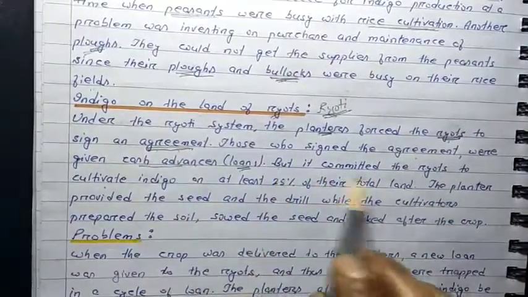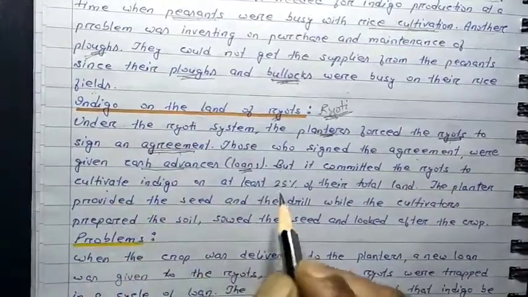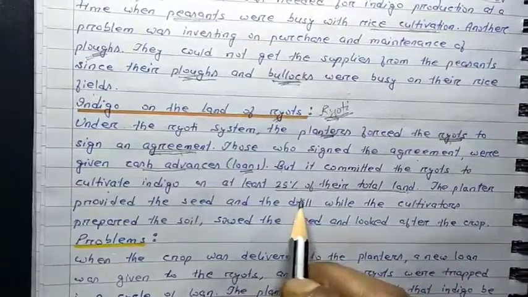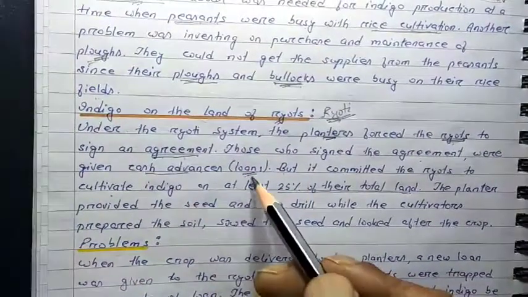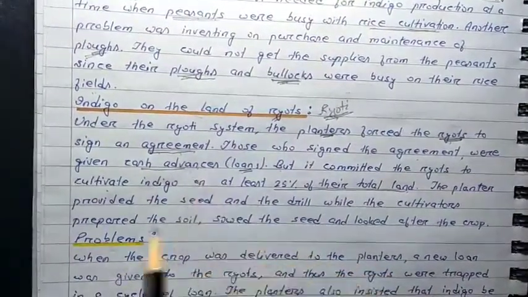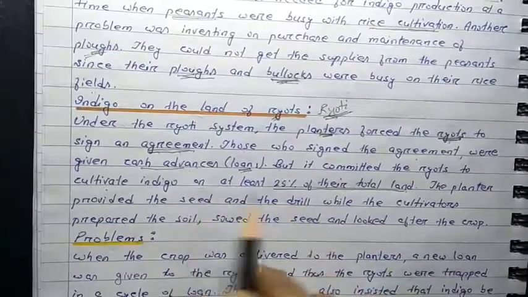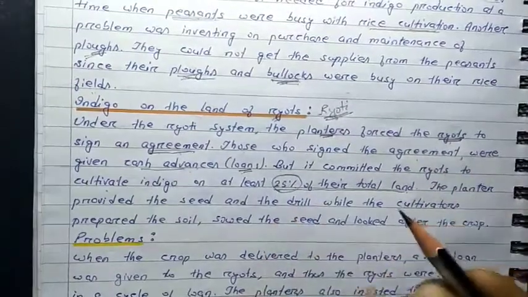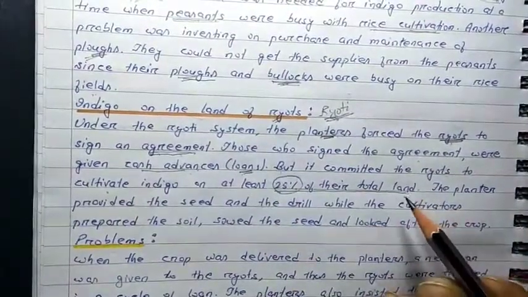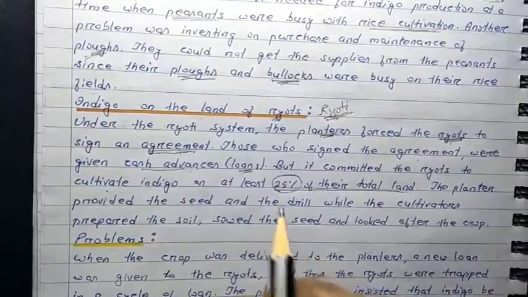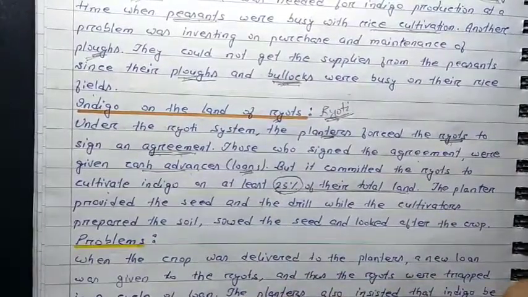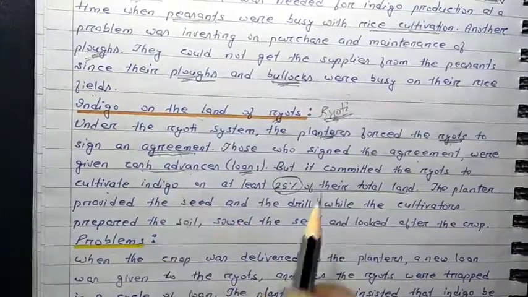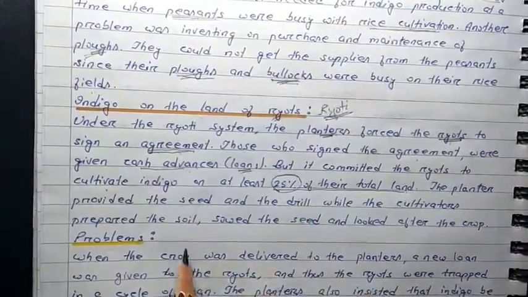But it committed the riots to cultivate indigo on at least 25% of their total land. This was mentioned in the agreement that they would be provided loans or cash advances, but at the same time they had to cultivate indigo on at least 25% of their land. And since we already got that indigo could be cultivated on the best soil, and the peasants preferred to cultivate rice in that soil, but the planters demanded that they should cultivate indigo on the best soil.